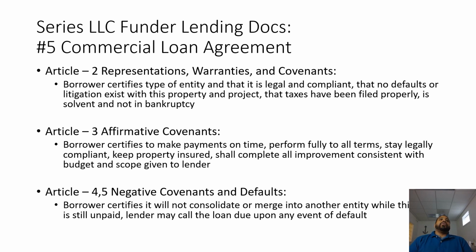Article 4 and 5 are the negative covenants and the default articles. We've gone over defaults a lot, but this certifies that the borrower will not consolidate or merge the entity. So they're not going to allow our LLC to be acquired or to merge with another LLC or another entity while this loan is still unpaid. If it's discovered by the lender that ownership has changed in any way, the lender has the right to call the loan due and ask for the funds in total.